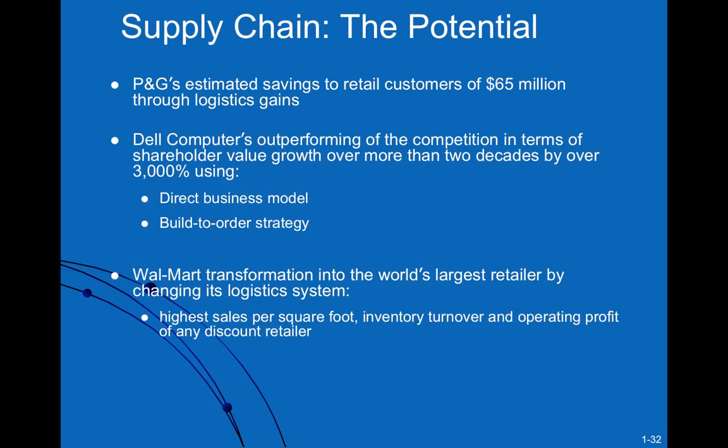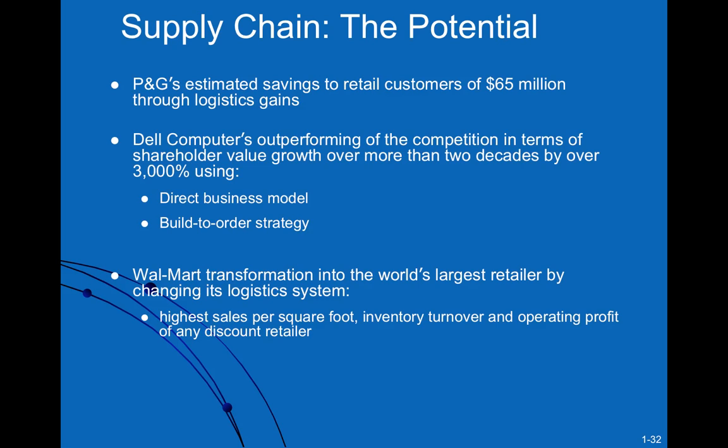And what is the potential of supply chains? Well, as you can see here, Procter & Gamble estimated savings to retail customers of $65 million through its logistics gains. Dell Computer outperformed the competition in terms of shareholder value growth over more than 2 decades, over 3,000%, using a direct business model and a built-to-order strategy. And so the savings in the supply chain when Dell was the hottest thing around led to a significant factor in its competitive advantage.